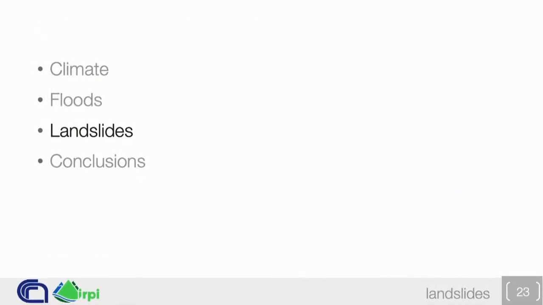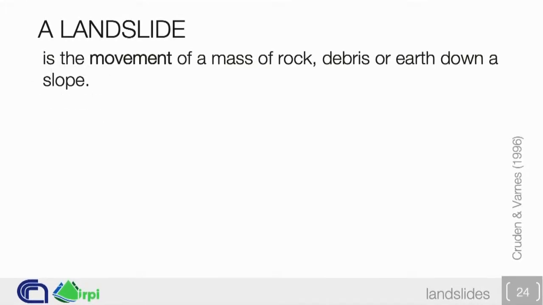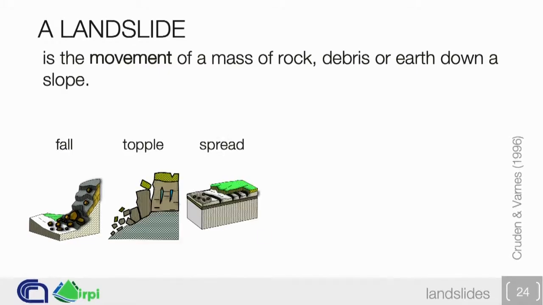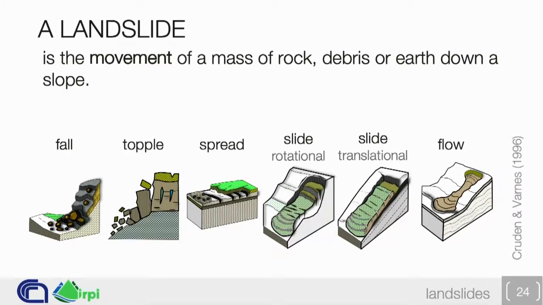So let me now move to landslides, which are a rather neglected hazard. And again, what is a landslide? Well, it is the movement of a mass of rock, earth, or debris down a slope.